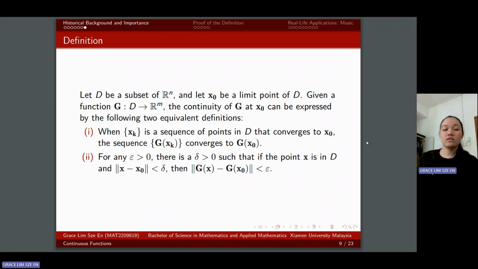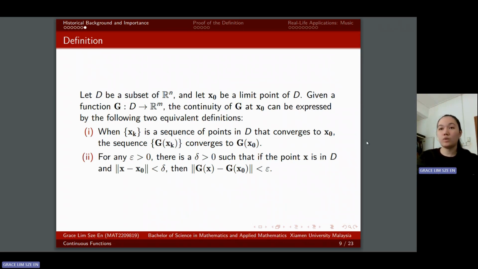The second one is similar to the definition that we've seen just now. It says that for any epsilon bigger than 0, there is a delta bigger than 0, such that if the point x is in D and the norm of x minus x0 is less than delta, then the norm of g(x) minus g(x0) is less than epsilon. And here we note that the point x now has become a vector because we are in higher dimensions.